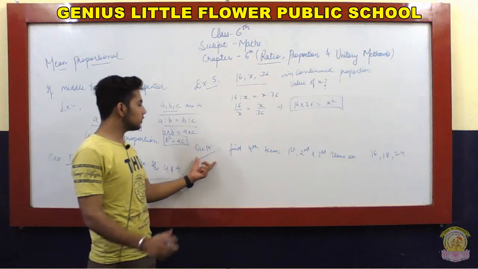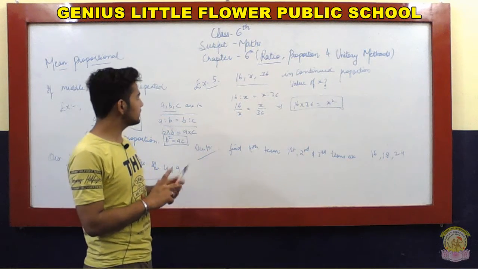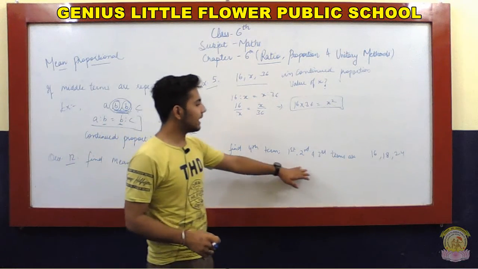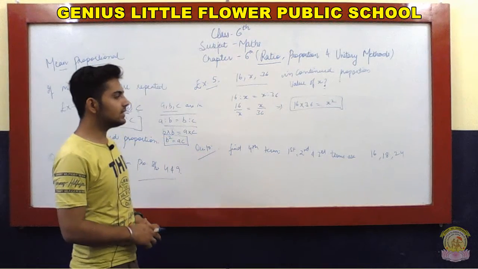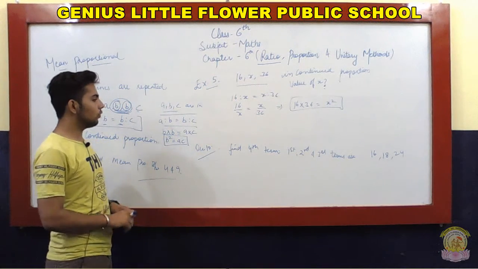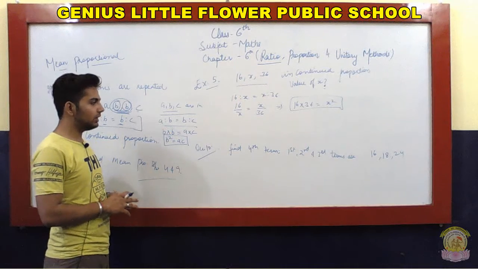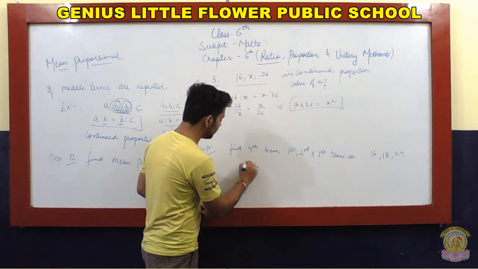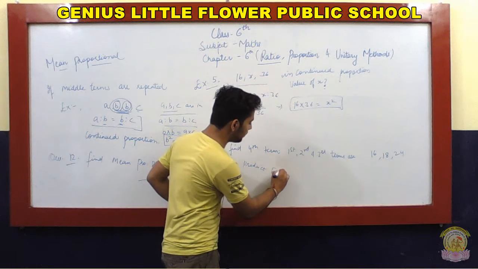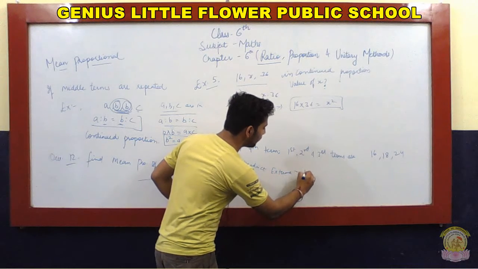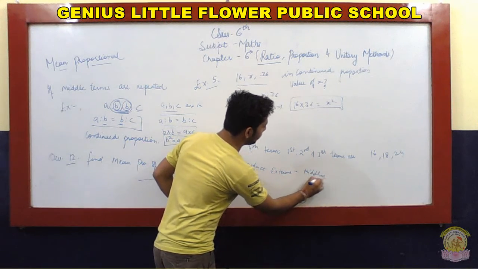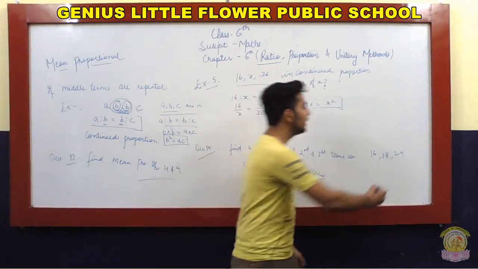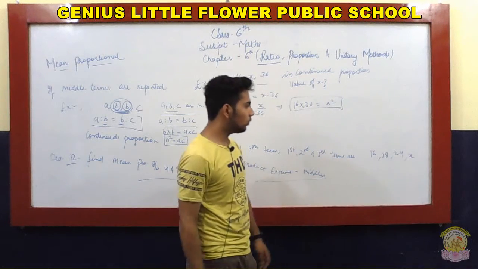Moving to the next question, question of exercise 6.2: find the fourth term if the first, second and third terms are given, which are 16, 18 and 24. Using the previous result we did in simple proportion, that the product of extremes is equal to the product of middle ones, we are going to use this result. We have the first, second and third terms; let the fourth term be x.